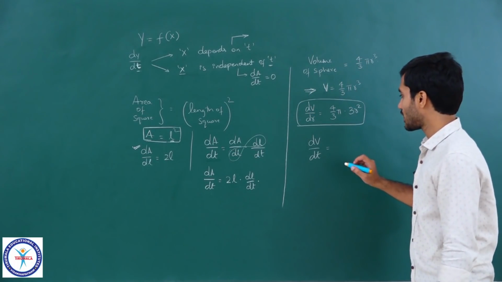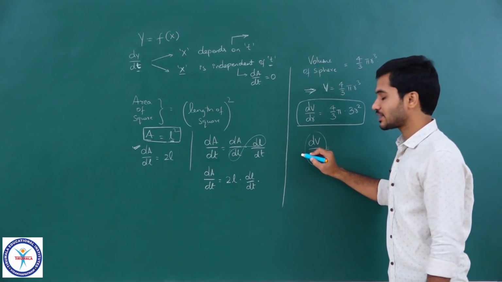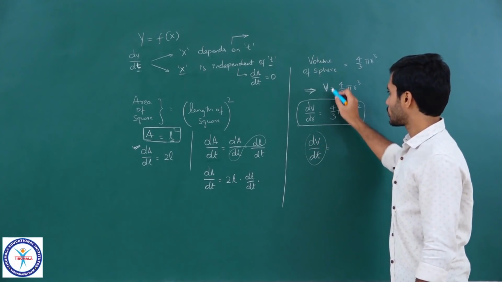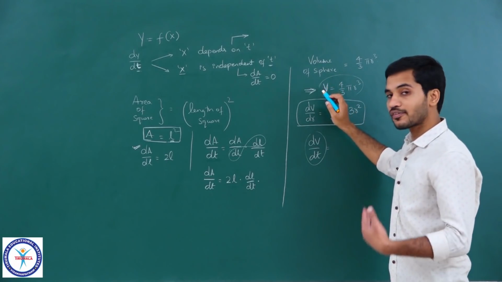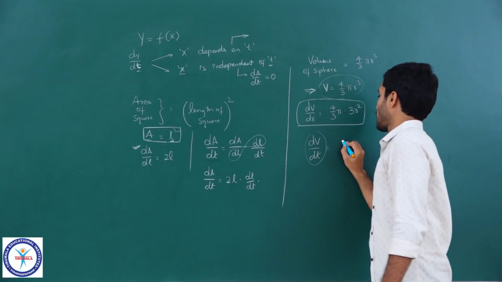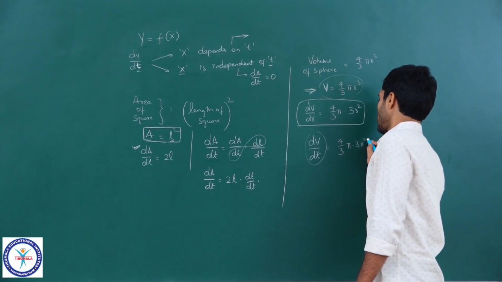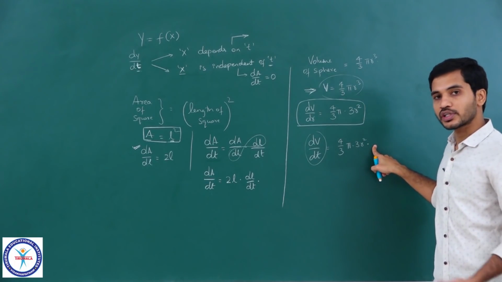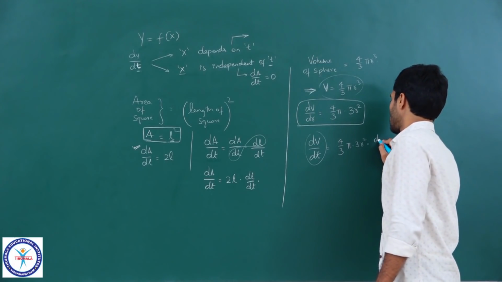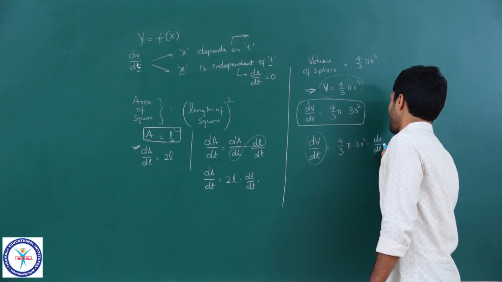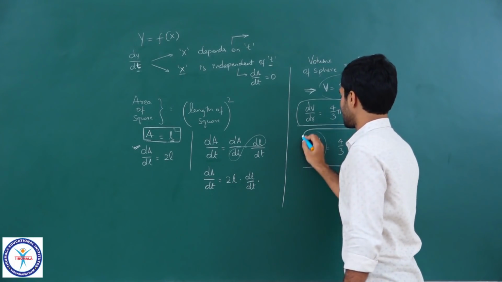So, can you tell me what should be the answer here? dV by dt is nothing but dV by dr. Just differentiate this with respect to r first, which will give me 4 by 3 pi into 3r square. Now, differentiate r with respect to t, dr by dt. So, that is the relation.